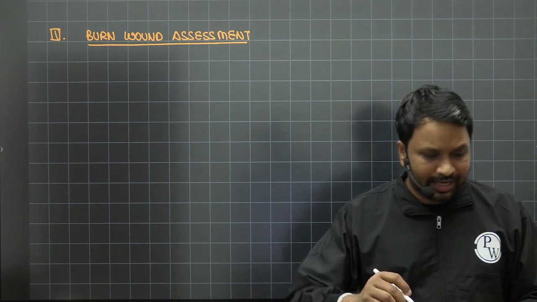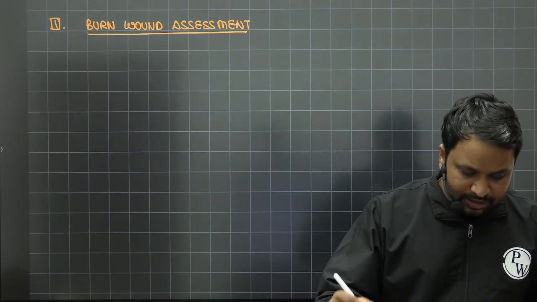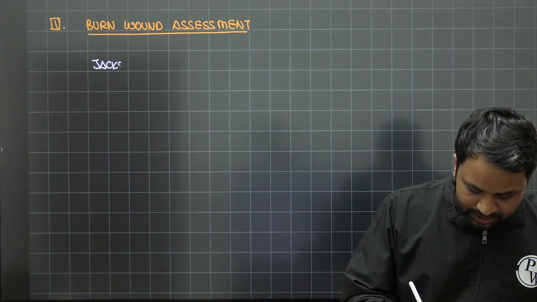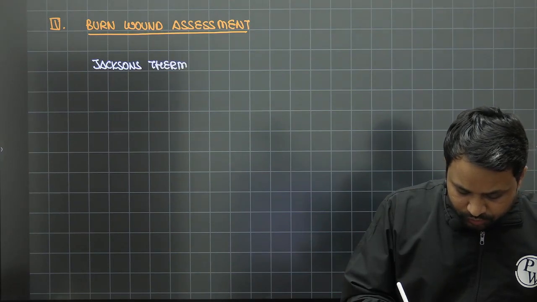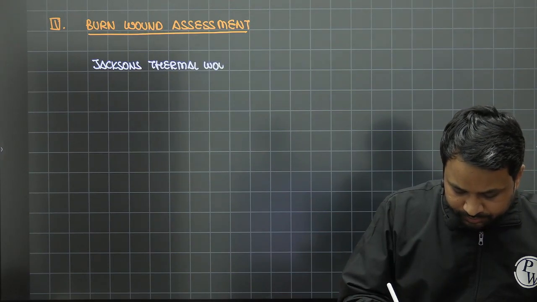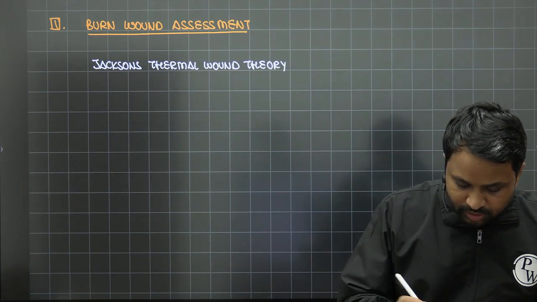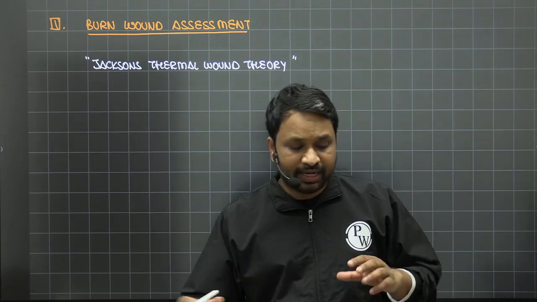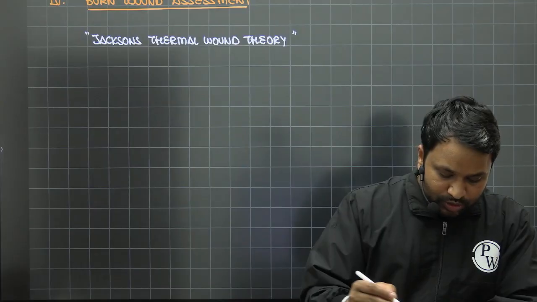Now, in order to address that, the first thing that you have is something called the Jackson's thermal wound theory. So we'll talk about the Jackson's thermal wound theory. Now, what is this Jackson's thermal wound theory? Jackson said that we are going to divide the burn into three distinctive zones, right? So there are three distinctive zones that are going to be present.